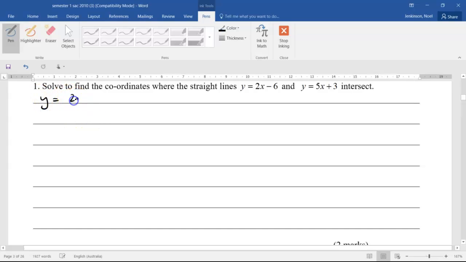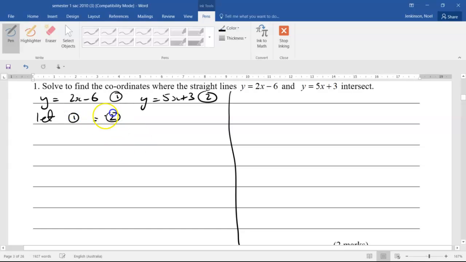Y equals 2x minus 6, that's equation 1. Y equals 5x plus 3, that's equation 2. I'm going to draw a vertical line. I'm going to use half the page and then move across. I'm going to do solve simultaneous, so let 1 equal 2, so 2x minus 6 equals 5x plus 3.